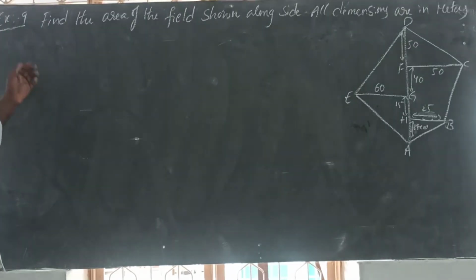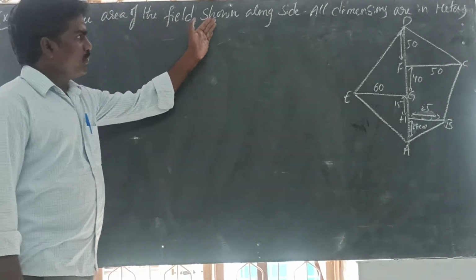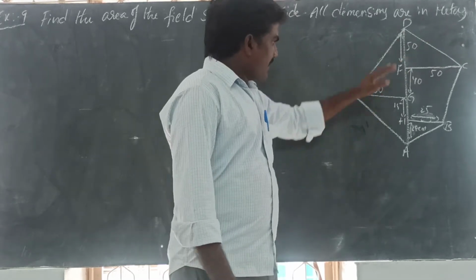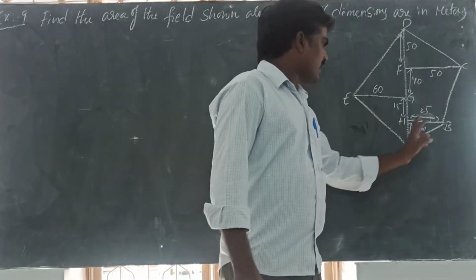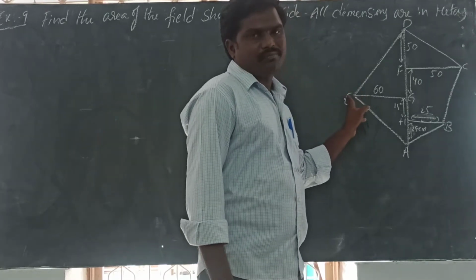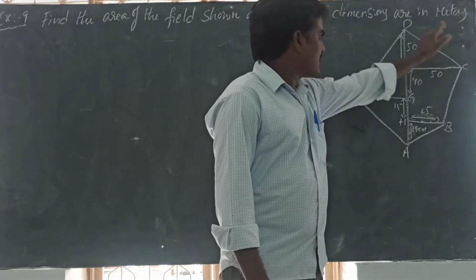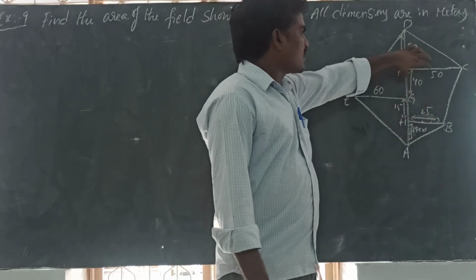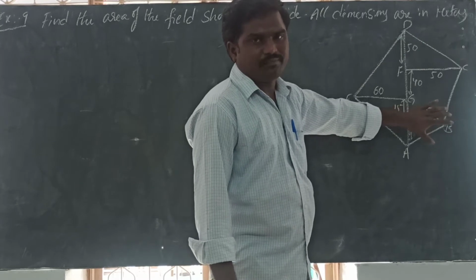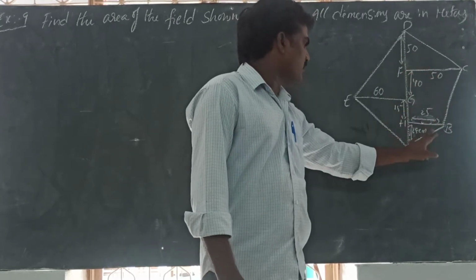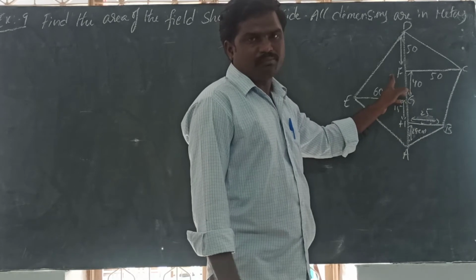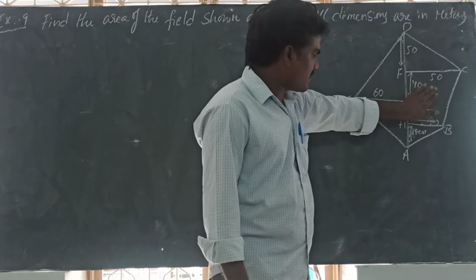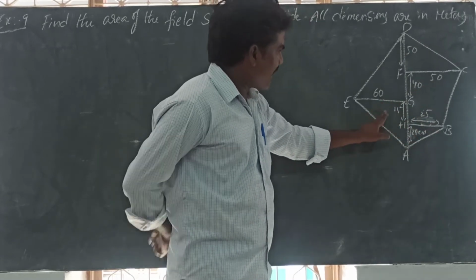Example 9. Find the area of the field shown alongside. All dimensions are in meters. Okay, here they are asking the area of ABCDE. The area of ABCDE is equal to the sum of all the parts: first part, second part, third part, fourth part, fifth part. The first part is in the shape of a triangle, next trapezium, next triangle, next triangle, next triangle.